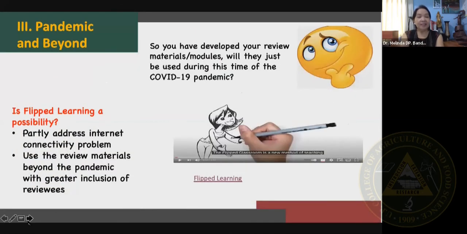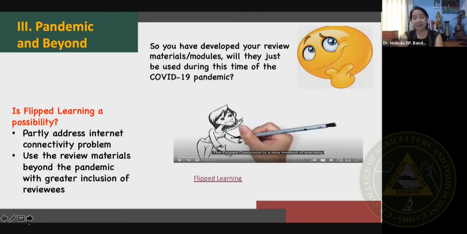Okay. So in here, pandemic and beyond. So sinulat na natin yung ating mga materials. Gagamitin natin in our review classes during this time of pandemic. Okay? Gamitin natin. Pero pagkatapos ng pandemic, aanhin natin? Anong paggagamitan natin doon sa mga materials natin? Ito bang ginagawa natin ay ngayon lang natin pwedeng gamitin, lalo ngayon may bakuna na, no? We already have vaccines now. And hopefully, we can have limited face-to-face sessions, ganyan, in the coming months.